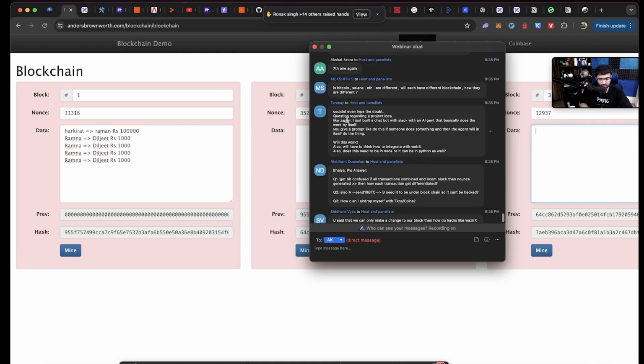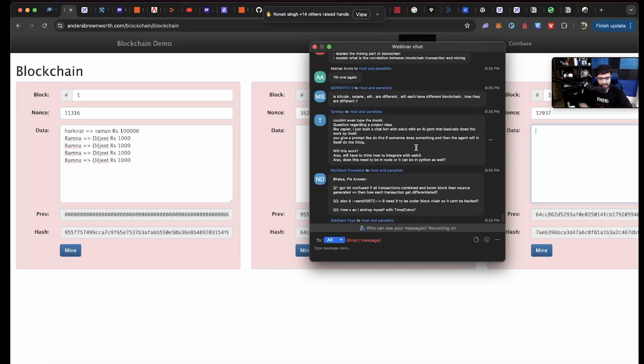Couldn't even type in the doubt. Question regarding the project idea. Like Zapier, I just built a chatbot with Slack, and an AI agent basically does the work by itself. You can give it a prompt to do something, and then the agent will do the thing. How does this work? Also, we'll have to think how to integrate within Web3. Also, does this need to be Node? It can be in any language.